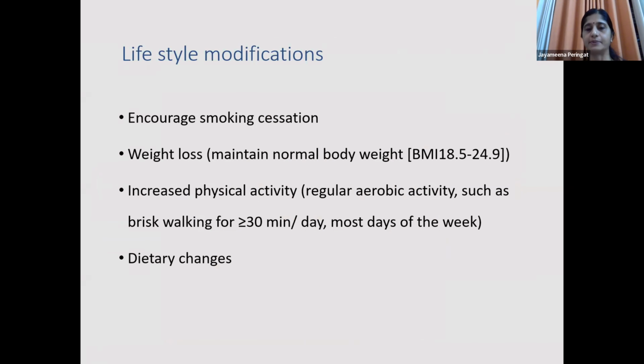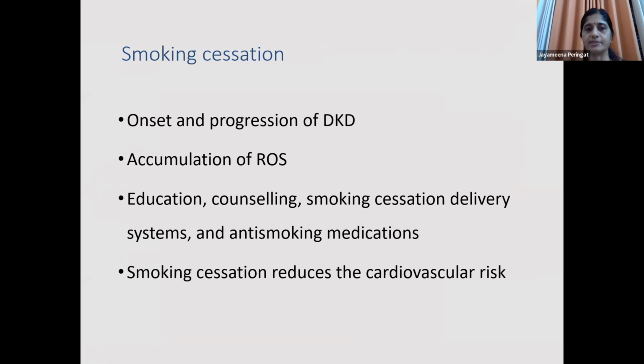Lifestyle modification includes encouraging smoking cessation, weight loss, maintaining normal BMI, increased physical activity of more than 30 minutes per day for most of the days, and dietary changes. Smoking cessation should always be stressed because it actually influences the onset and the progression of DKD. It causes accumulation of reactive oxygen species, and smoking cessation reduces cardiovascular risk. So whatever ways, like counseling or anti-smoking medications, we have to use them and actually stop smoking.